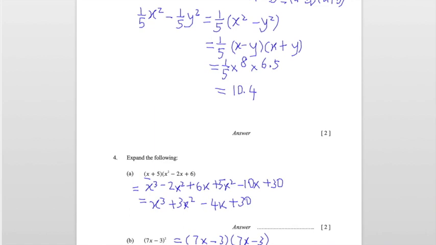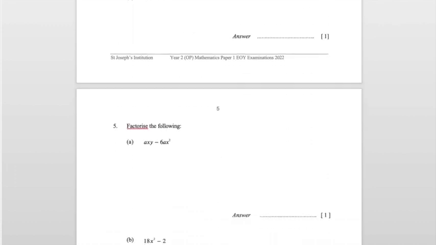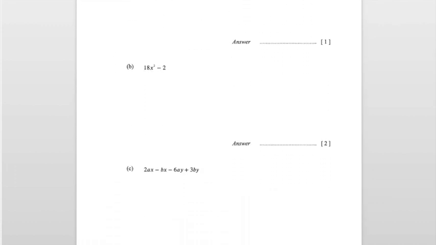Right, let us move on to the next sum. Here we have factorization of common factors. So a and x are common, so we take it out.